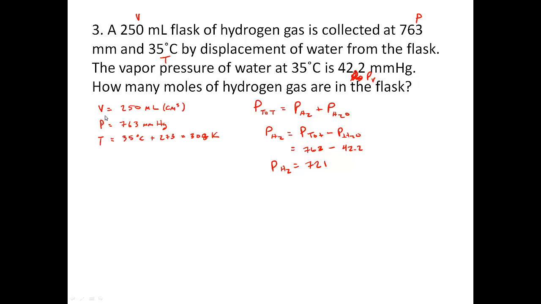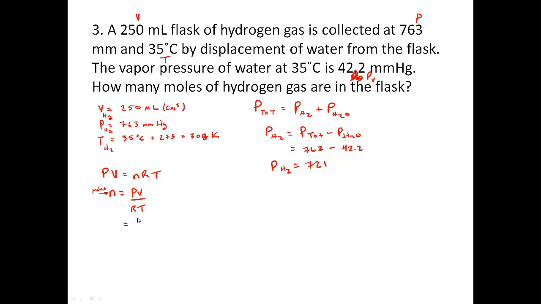Now we've got everything with respect to hydrogen, right? The volume, the pressure, and the temperature. Now we can go ahead and use our famous equation PV equals nRT. Question is, how many moles of hydrogen gas are in the flask? So I'm going to rearrange this. n equals, remember, because n is moles, n is equal to PV over RT, and then we simply just have to plug in.